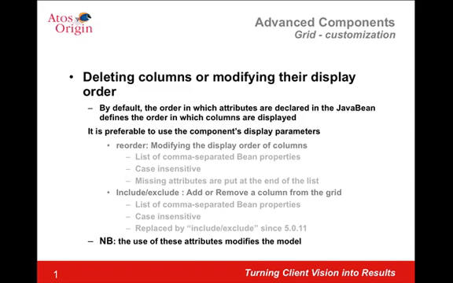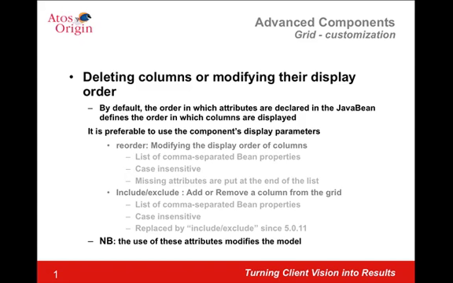As with the bean form, we can customize the grid component by deleting, adding, or modifying its display order. By default, Tapestry will generate the display order with the order in which the Java attributes are declared in our Java class. We have again three parameters.